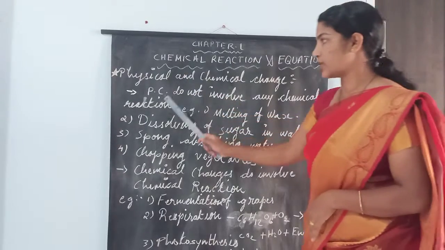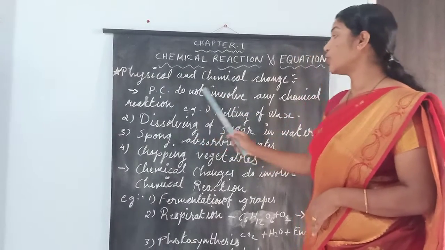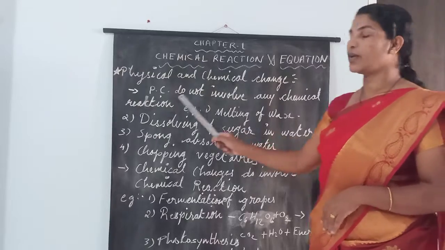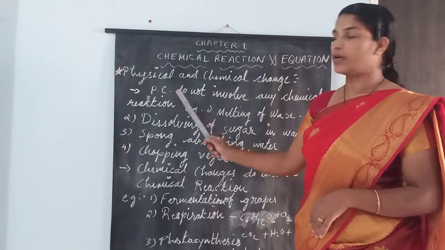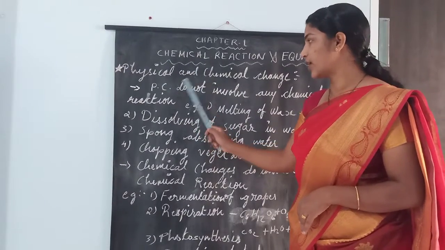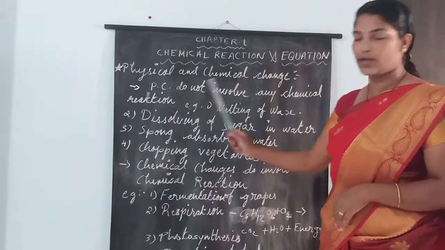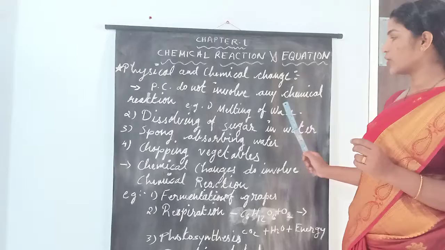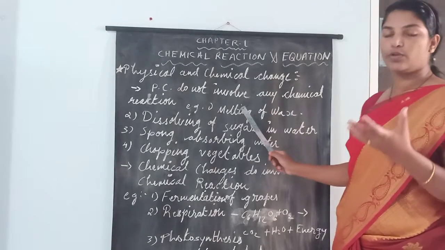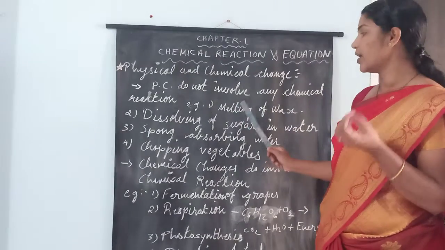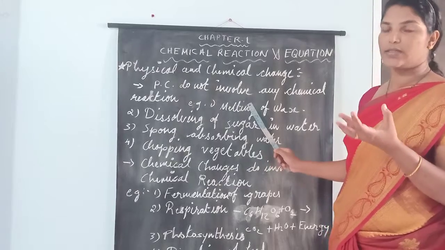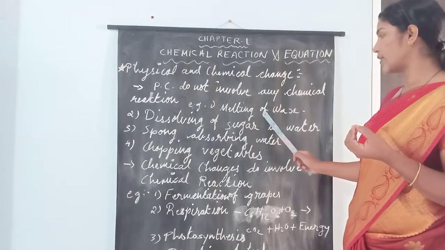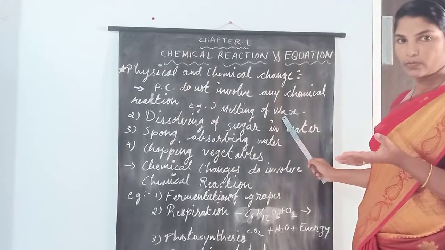What is physical change? Physical changes do not involve any chemical reactions. That means if there are physical changes, there are no chemical reactions involved. We can take an example: melting of wax. Wax is in solid form and it melts into liquid form.